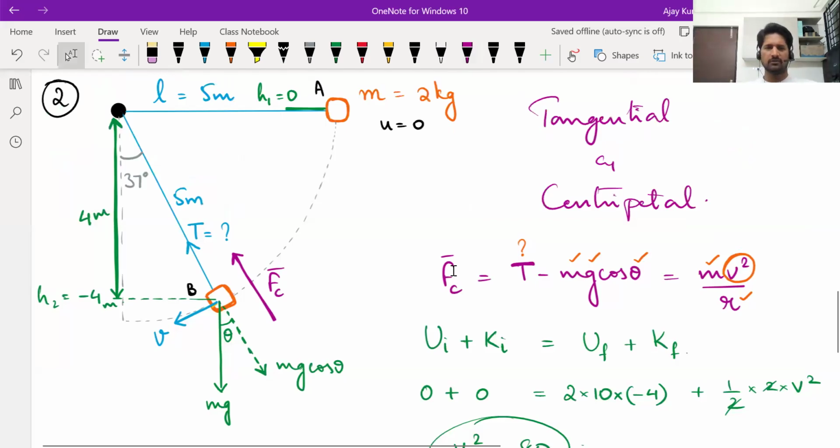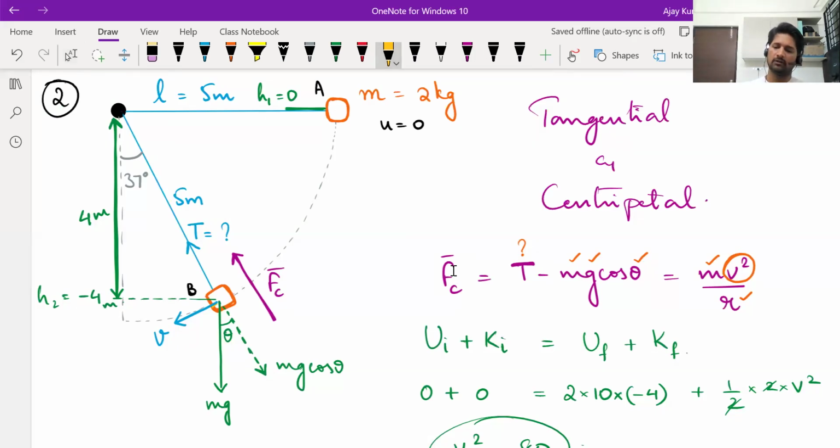So you are given a situation where an object is moving and you are asked to calculate tension. Tension basically is a force. If you want to calculate force, the only equation you can use is F net equal to ma, Newton's second law. In this case, tension is a force acting in the centripetal direction. The object is moving in a curved path.